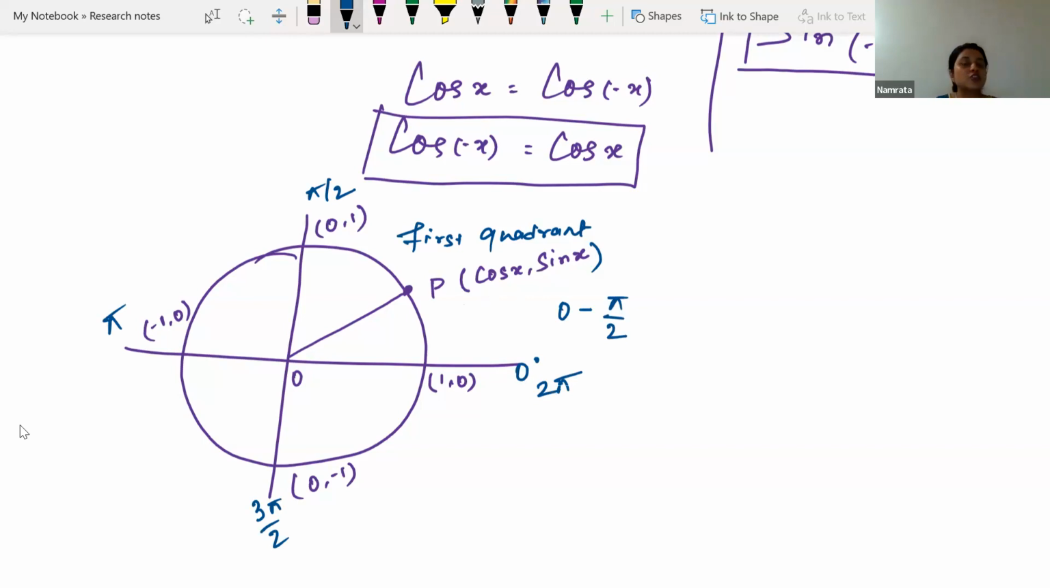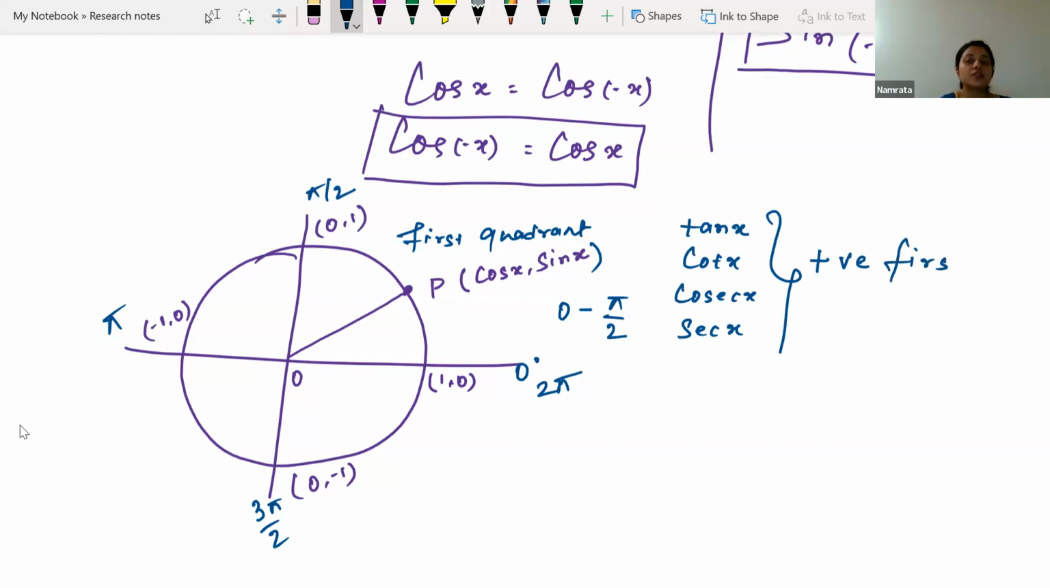Hence the rest of the trigonometric functions like tan X, cot X, cosec X, sec X, all the trigonometric ratios will be positive in the first quadrant. Can we say that? Yes or no? Yes. Now let's move to the second quadrant.